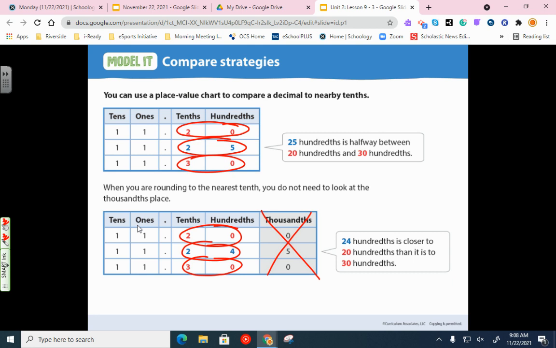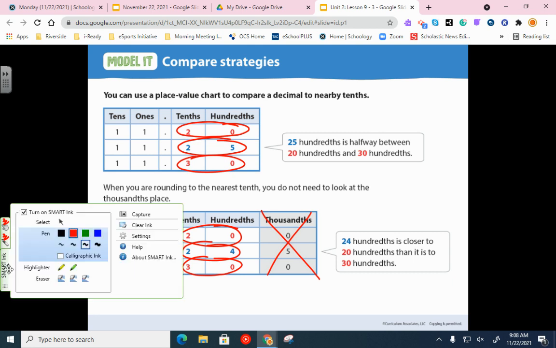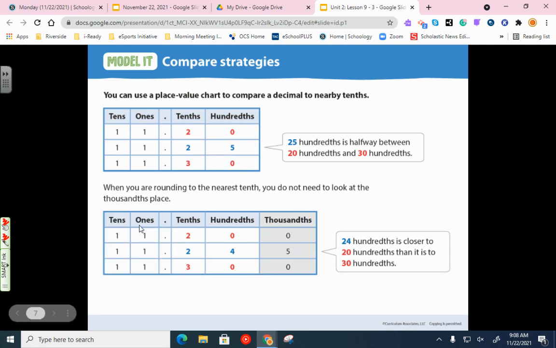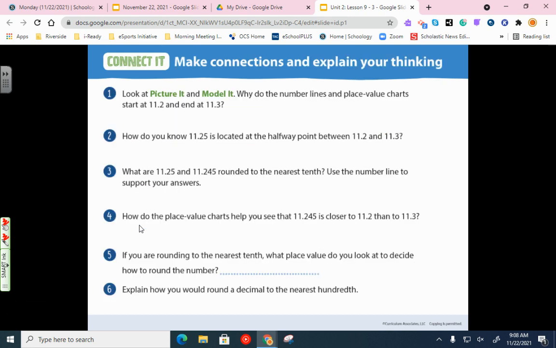So there's that. But again, like with the first example, I thought the traditional method was probably the best way to do it. There's less work involved, and it just makes more sense. All right, picture it and model it. Why do the number lines and place value charts start at 11 2/10 and end at 11 3/10?